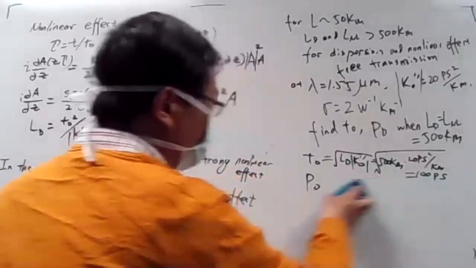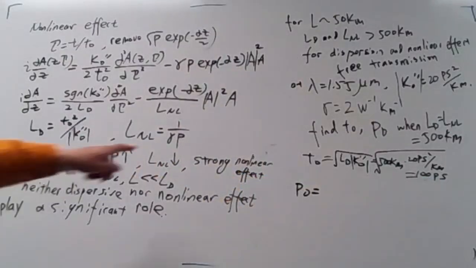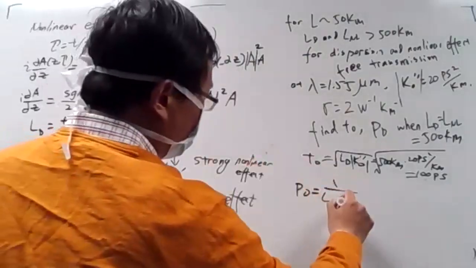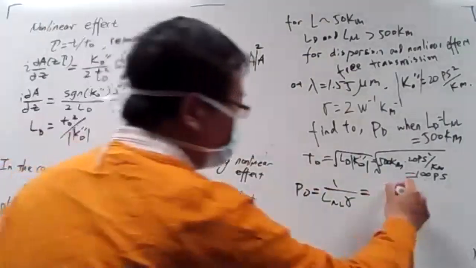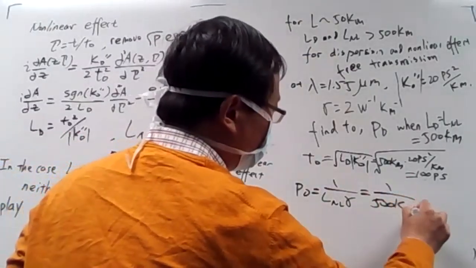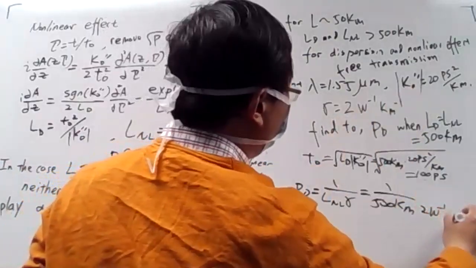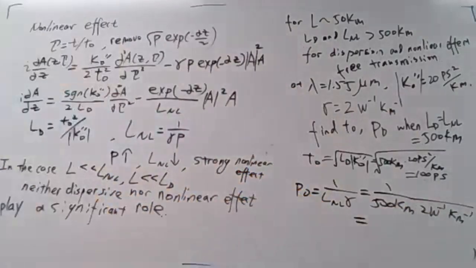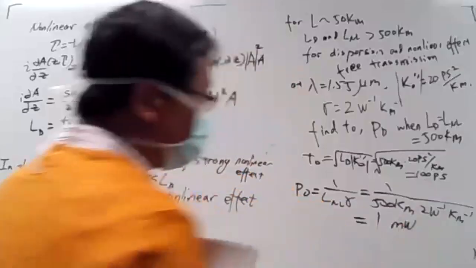Then we have P naught. Yeah, I have a lot of space here anyway. So what is the P naught? P naught is this, right? Nonlinear length. So it's 1 over nonlinear length times gamma. This will be 1 over 500 kilometer times gamma. What is gamma? It's 2 inverse watt inverse kilometer. And you will find out it is 1 milliwatt, right?